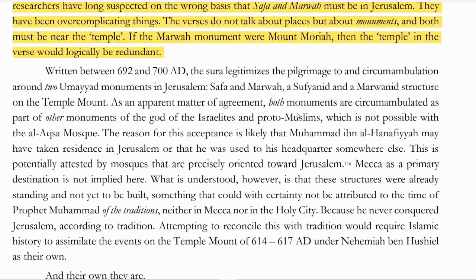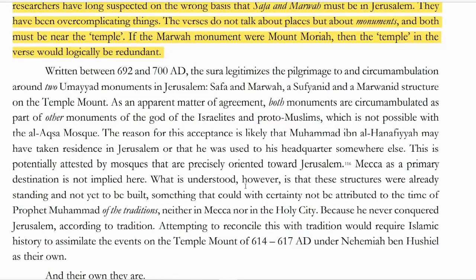As an apparent matter of agreement, both monuments are circumambulated as part of other monuments of the God of the Israelites and proto-Muslims, which is not possible with the Al-Aqsa Mosque. The reason for this acceptance is likely that Muhammad ibn al-Hanifa may have taken residence in Jerusalem, or that he was used to his headquarters somewhere else. This is potentially attested by mosques that are precisely oriented toward Jerusalem. Mecca as a primary destination is not implied here.